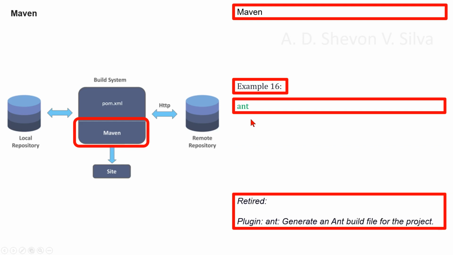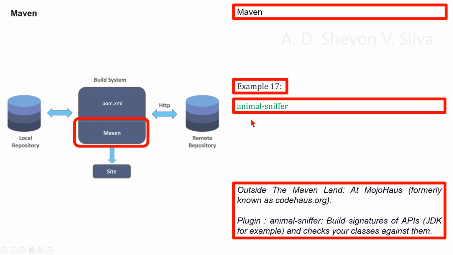Now we are considering retired plugins. Here the plugin that generates an Ant build file for the project. This is of type maven-plugin and the version 2.10. Outside the Maven land, here the Mojo Haus, formerly known as codehaus.org, the animal sniffer plugin builds signatures of APIs, JDK for example, and checks your classes against them.